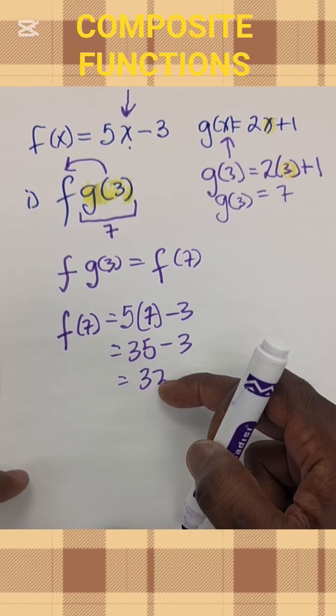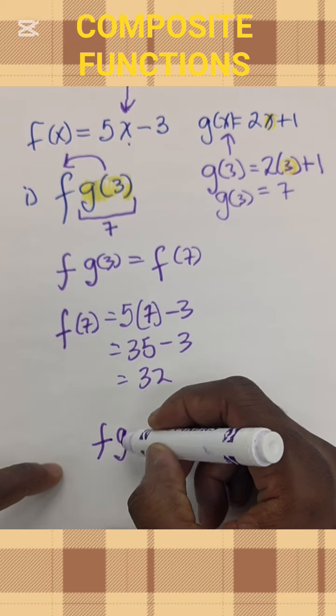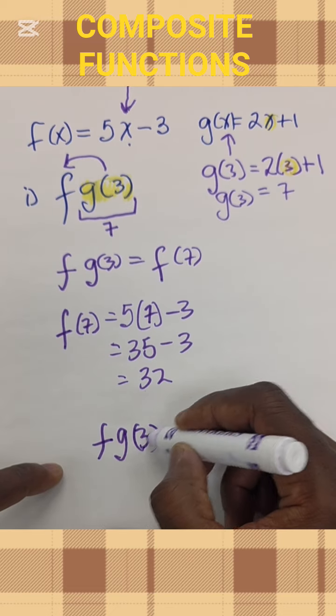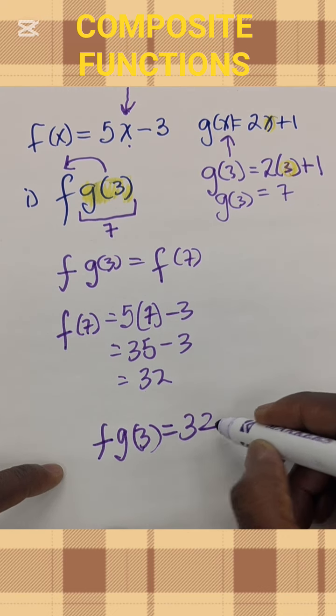What does this really mean? It really means that f of g of 3 is equal to 32. There we go.